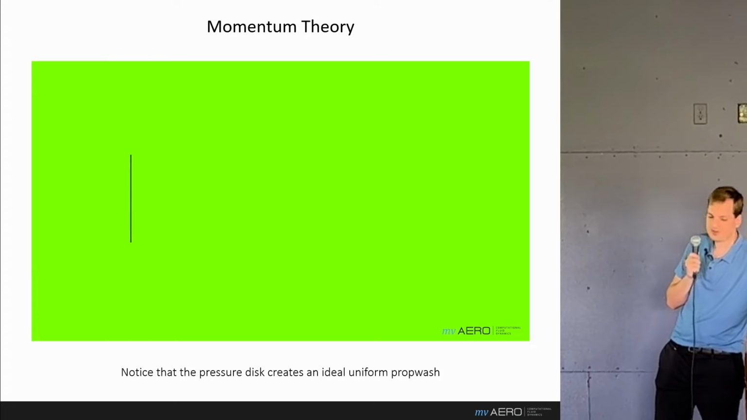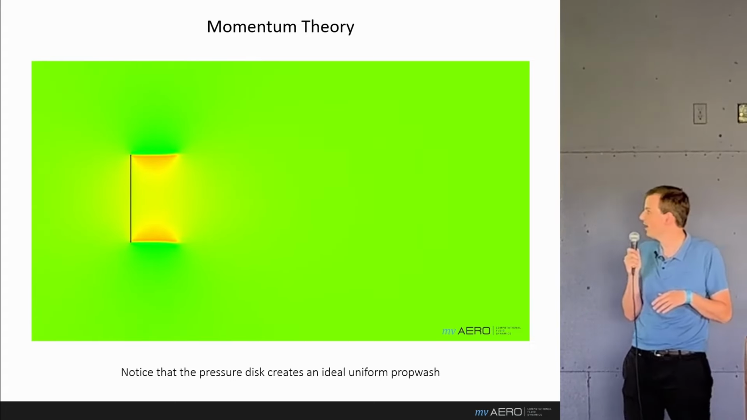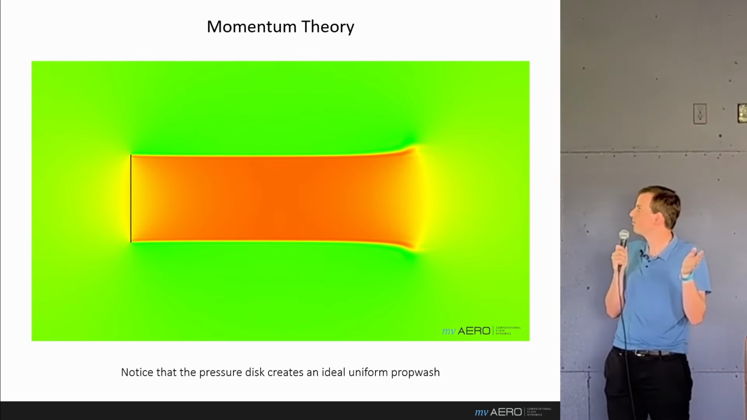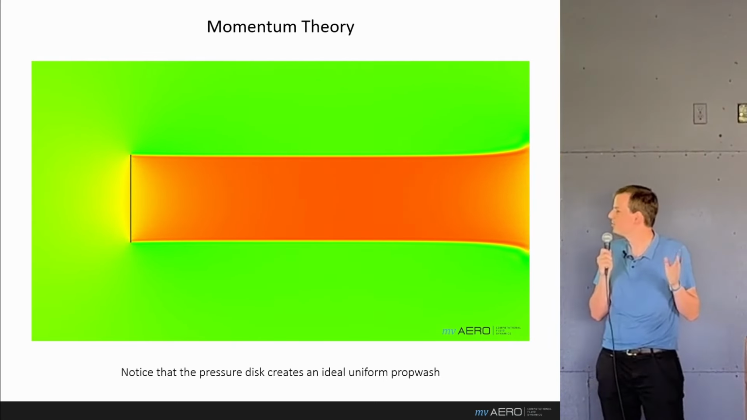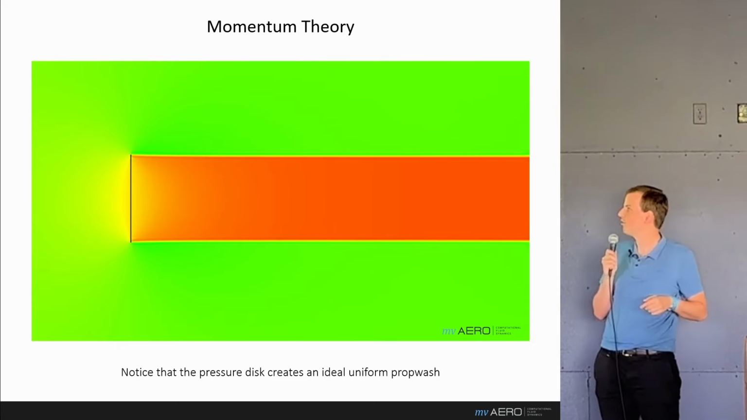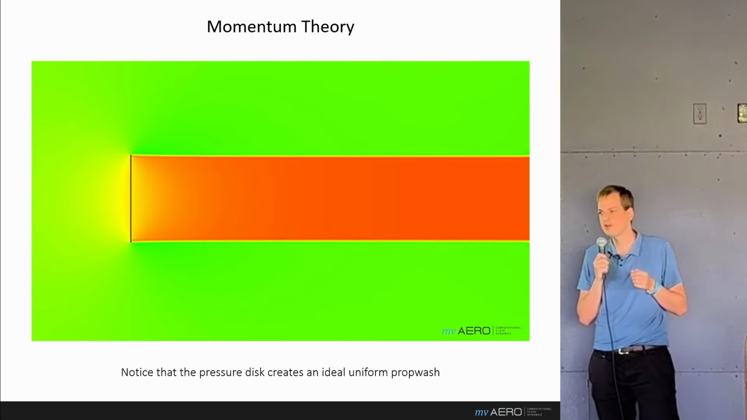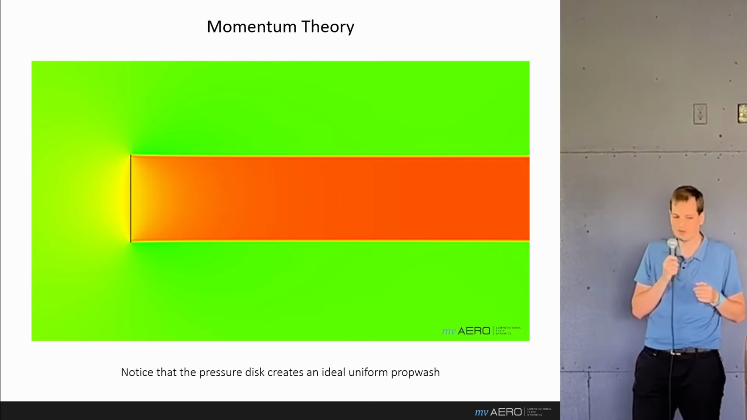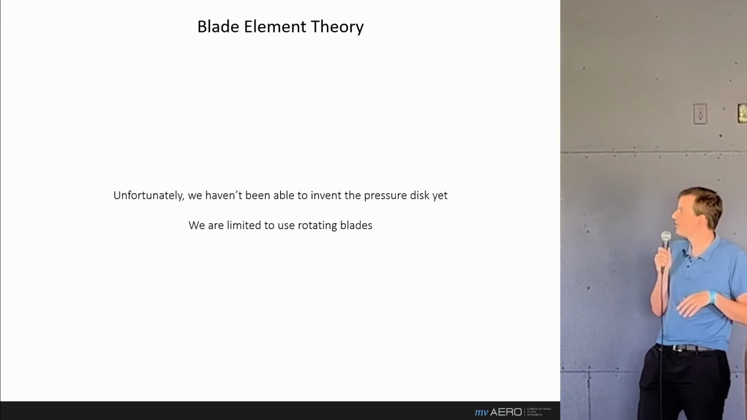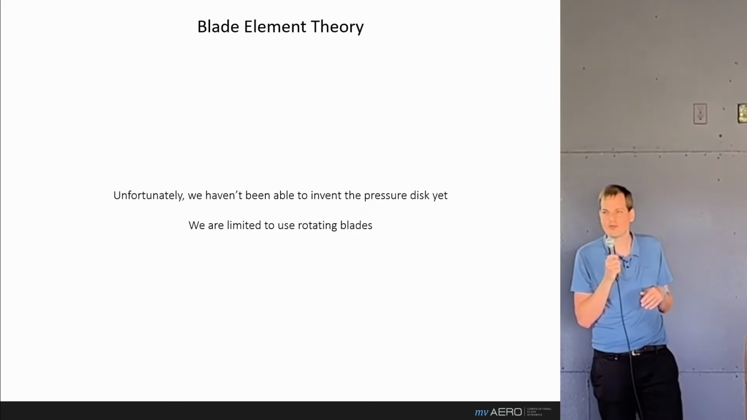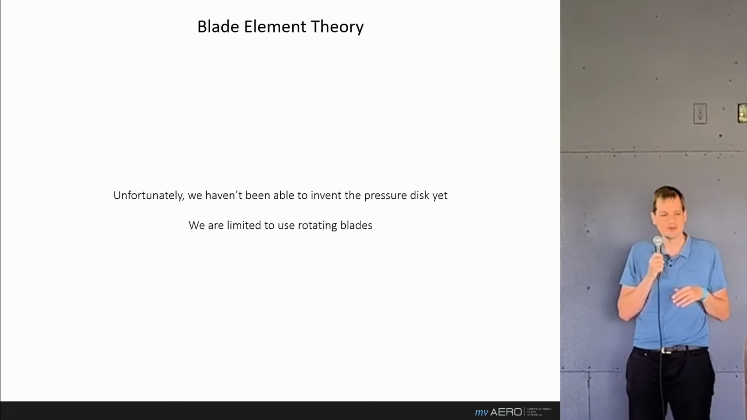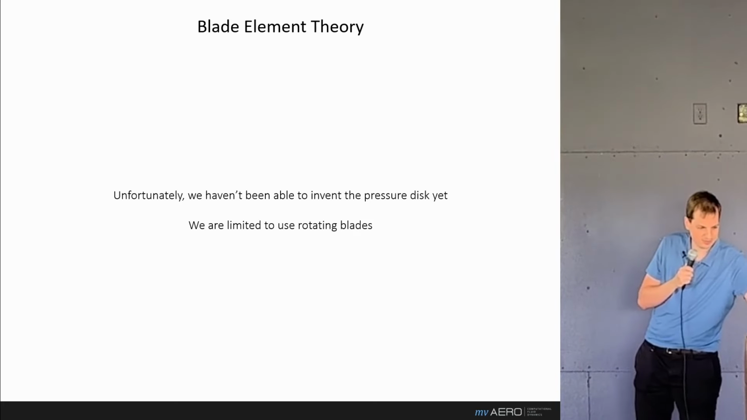And we can look at this in CFD too, it's pretty fun. We create a pressure disk, and as you can see, as time moves on, it provides a perfectly uniform downwash. Not only is the pressure perfectly uniform, but also the increase in velocity is perfectly uniform over the disk. Well, unfortunately, we have yet to invent the pressure disk, and we are currently limited to using rotating blades or propellers.